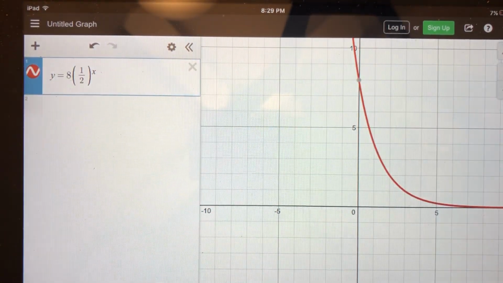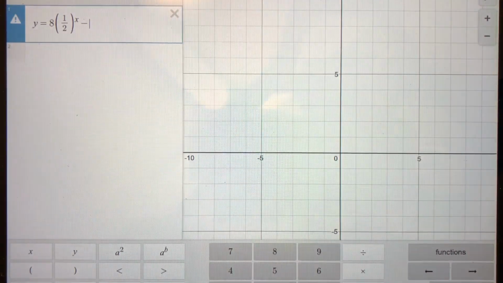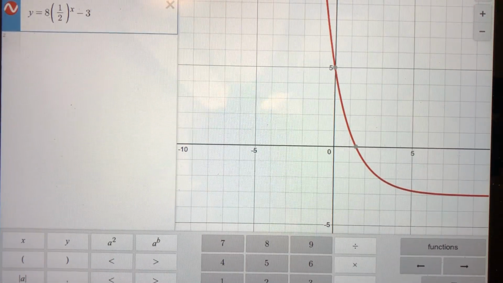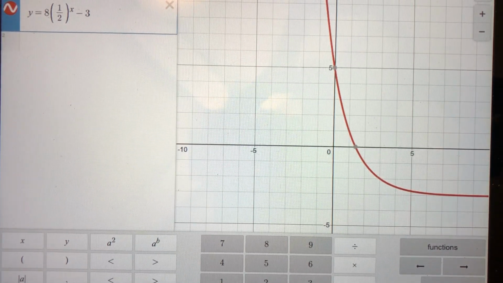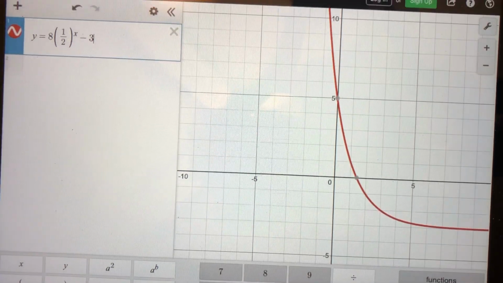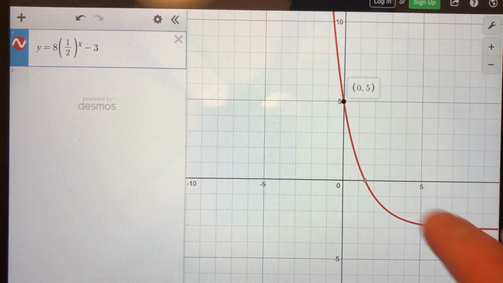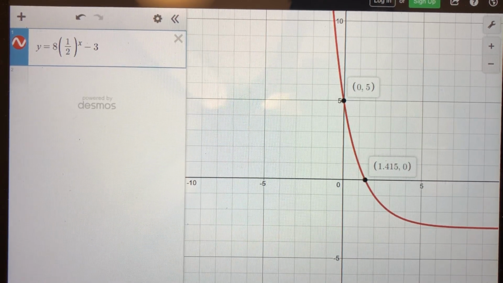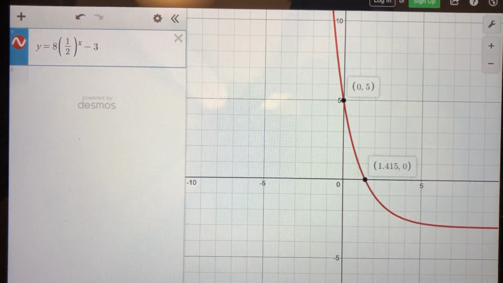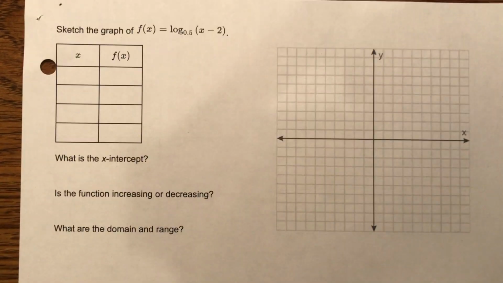If I edit this, watch what's about to happen. I'm going to subtract 3. That whole thing went down 3. It was up here, it went down. Just a good thing to know. You already knew it, but now you're seeing it based on the graph that you see on Desmos. And you can see those points too, like there's one, oops, there it is, (0, 5), there's another one, (1.415, 0). Yeah, good luck with that one. Good luck trying to graph that. All right, let's go to the next page.